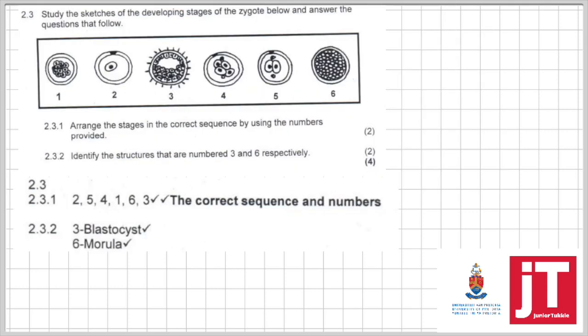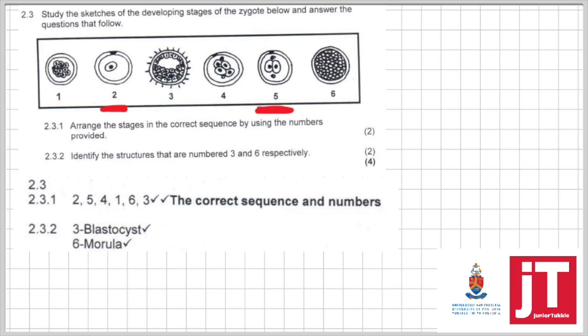Right. 2.3. Study the sketches of the developing stages of the zygote below and answer the questions that follow. So you can see from 1 to 6 different stages of the zygote. 2.3.1. Arrange the stages in the correct sequence by using the numbers provided. So we know it will first be 2. Then you can see 5 by mitosis.